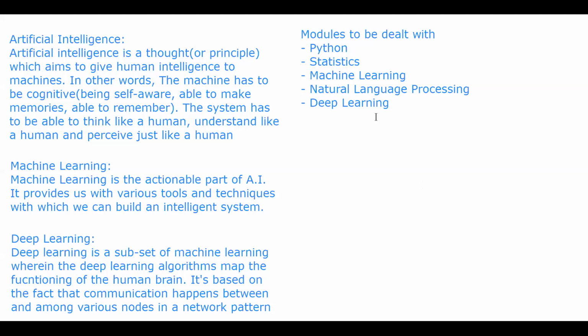So let's look at the various modules which we'll be dealing with. I guess the course being offered is for 45 days, right? Yes, sir. So the course is for 45 days, and during this course duration, we'll be looking at these 5 modules: Python, statistics, machine learning, NLP, natural language processing, and deep learning. Deep learning we also call DL.